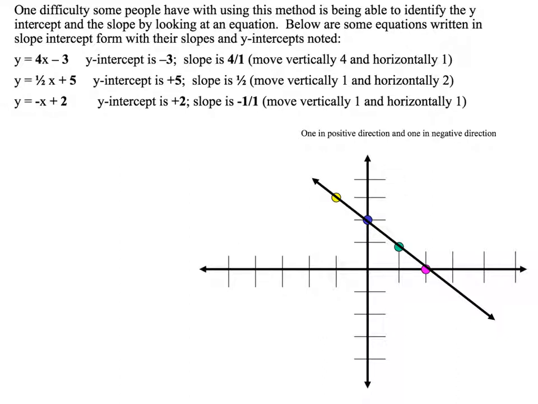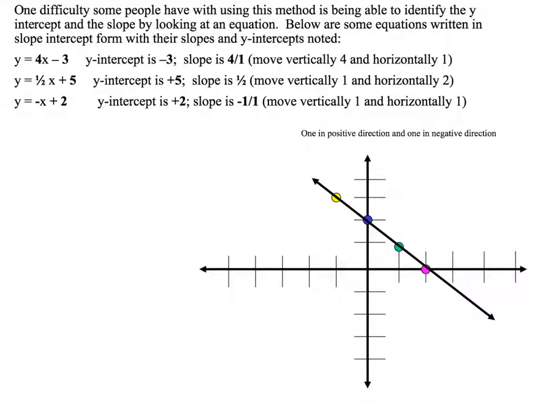So that is the line for this particular equation. One difficulty some people have with using this method is being able to identify the y-intercept and the slope by looking at an equation. Below are some equations written in slope-intercept form with their slopes and y-intercepts noted.